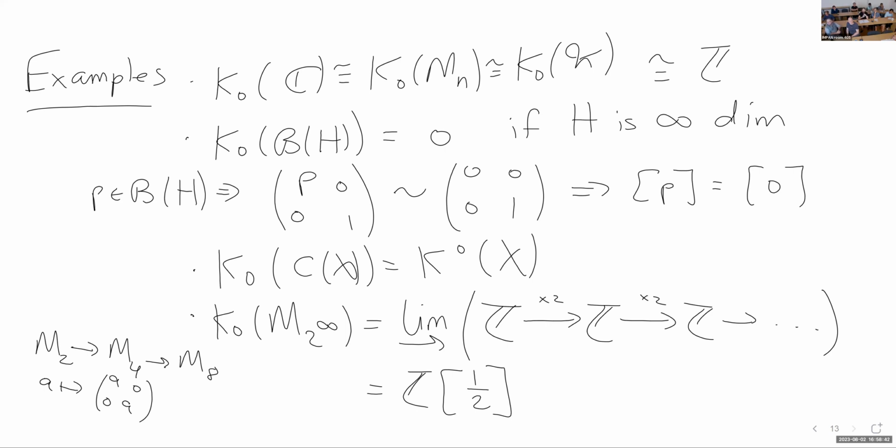Okay, maybe the next example is that K0 of any cone, by cone I mean C0 of the half open interval into A, is called the cone over the C-star algebra A, is 0 for any A.